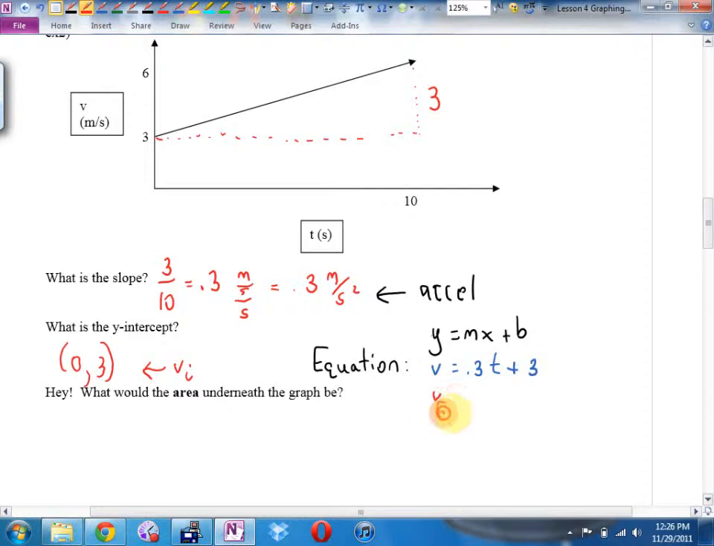What would the area underneath this graph be? Got your attention. Now that you're breathing again, I said the trick for slope is divide. You know what the trick for area is? I don't know. Hey, what's the area of a rectangle? What's the equation for the area of a rectangle? Rob, what was the second word you said?